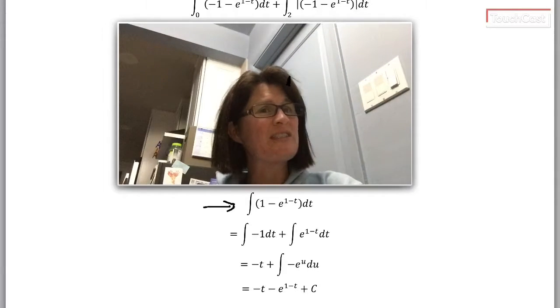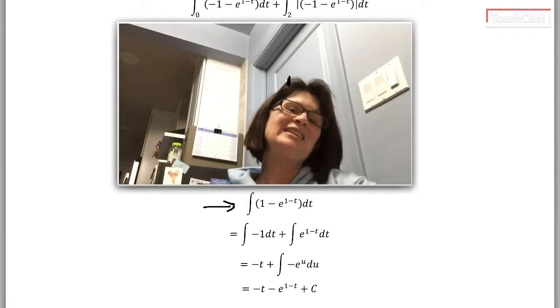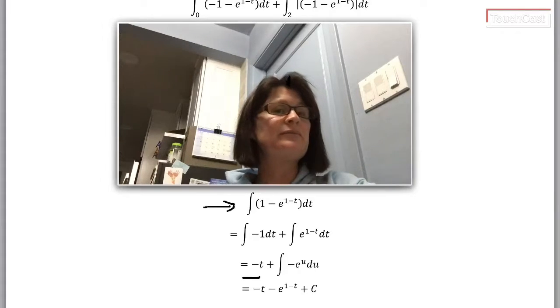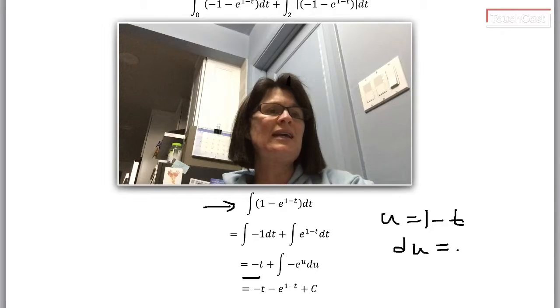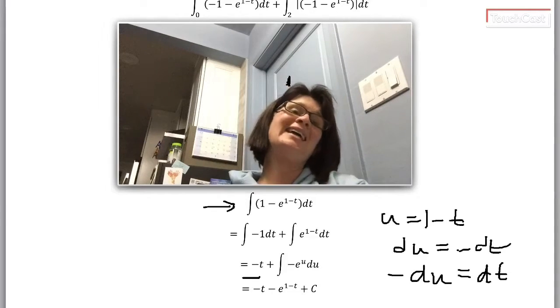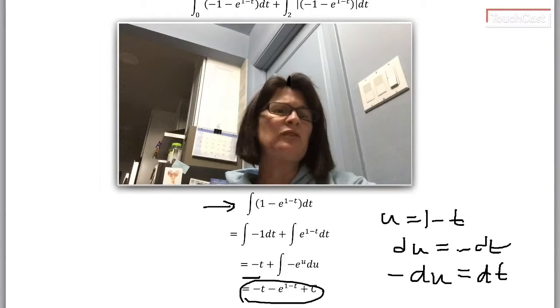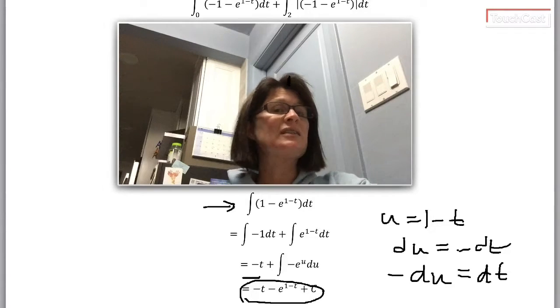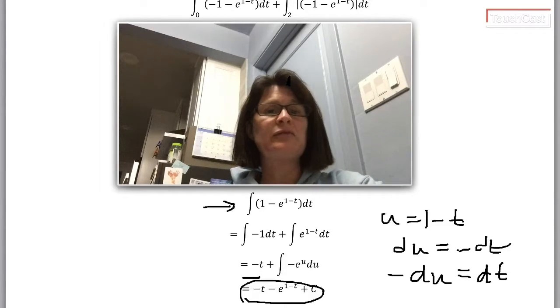because I need a u substitution for the e to the 1 minus t part, but I don't need a u substitution to integrate negative 1. So the antiderivative of negative 1 is negative t, and I made a u substitution. U equals 1 minus t, du is negative dt, that's a negative sign, so negative du equals dt. That's how I end up with the antiderivative of the opposite of e to the u du. This is a general antiderivative for my velocity function. I'm going to take that antiderivative and use it when I evaluate my two definite integrals from up above.